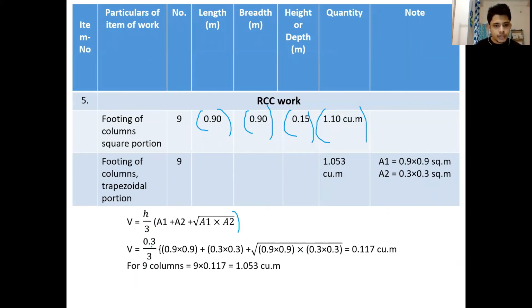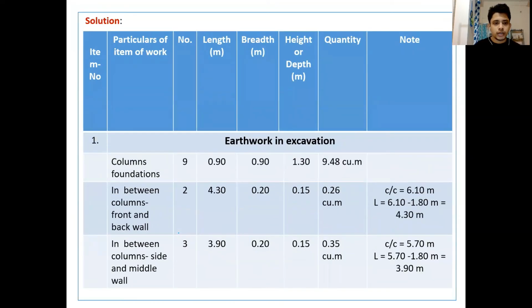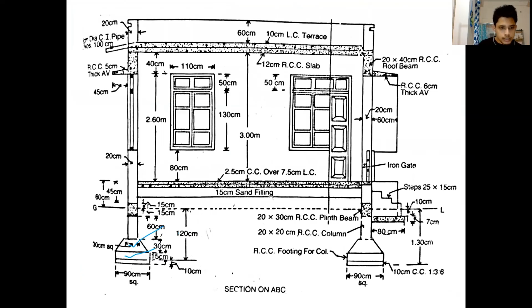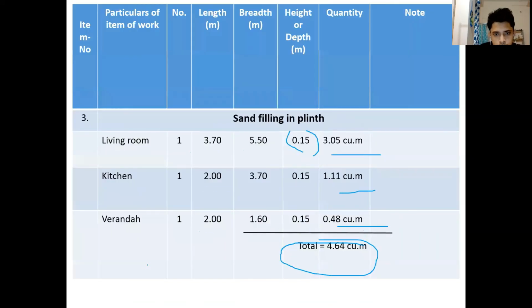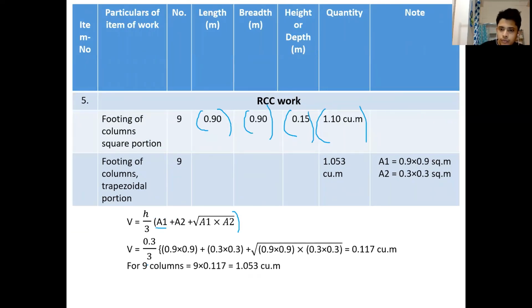Height is 0.3 meter. A1, the cross-sectional area at the bottom, will be 0.9 meter into 0.9 meter, and the cross-sectional area at the top will be 0.3 meter by 0.3 meter. It is shown here that this is 30 centimeter square here, and this is obviously 90 centimeter by 90 centimeter. So using this formula, we calculate the volume of the trapezoidal portion, and then we add them up.